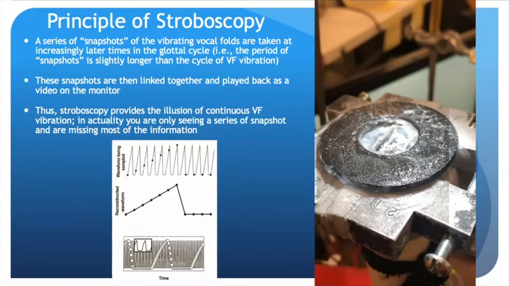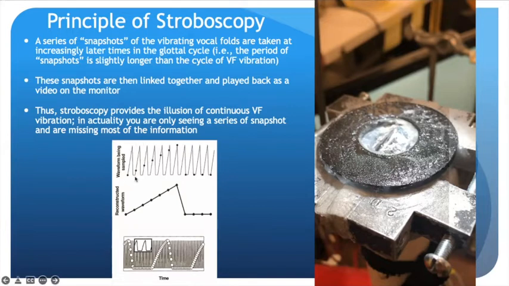You did great. I'll show you what we're looking at. All right. So I'll talk a little bit about the principle of stroboscopy. A series of snapshots of the vibrating vocal folds is taken at increasingly later times in the glottal cycle. And these snapshots are then linked together and played back as a video on the monitor. So the stroboscopy provides the illusion of continuous vocal fold vibration, but in actuality, you're only seeing a series of snapshots at a particular moment in time, and you're missing most of the information.